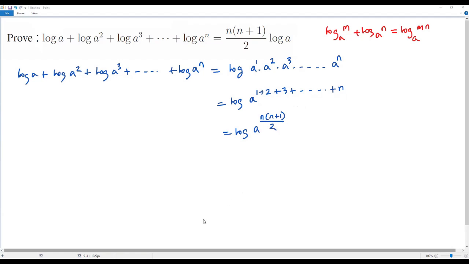Now let me consider the power rule of logarithms, that is log base a of m to the nth power. In this logarithm, the argument is a power. Whenever the argument of a logarithm is a power, we can move the exponent in front of the logarithm. So I get n times log base a of m. Here the argument is a power, and this is the exponent we have. According to the power rule, we can move this exponent in front of the logarithm. Then I get n(n + 1)/2 times log a. Here I got exactly what we have on the right side of the given equation. Now I have proved the given statement.